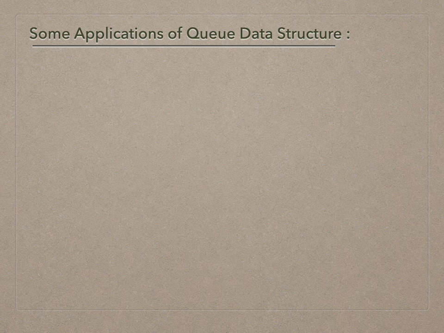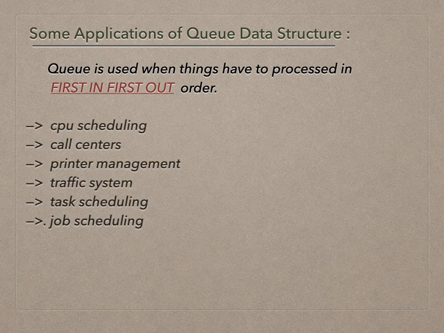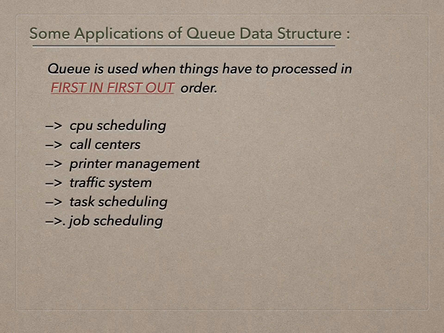Some applications of queues. A queue is used when things possess first in, first out order, like CPU scheduling, call centers, printer management, traffic systems, task scheduling, and job scheduling. These are some of the applications of queues.